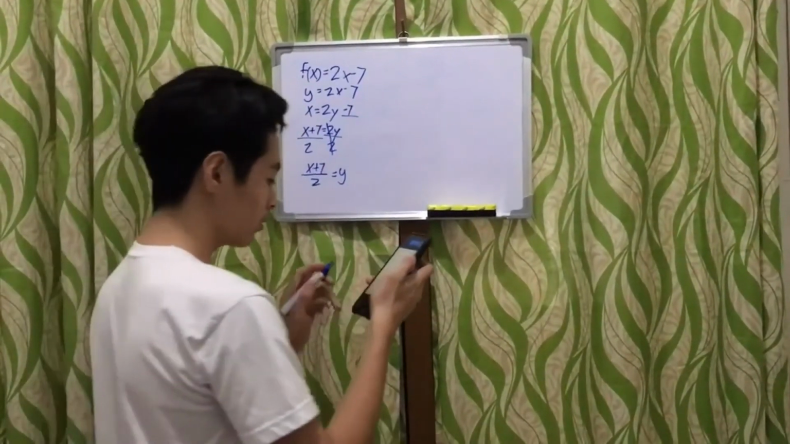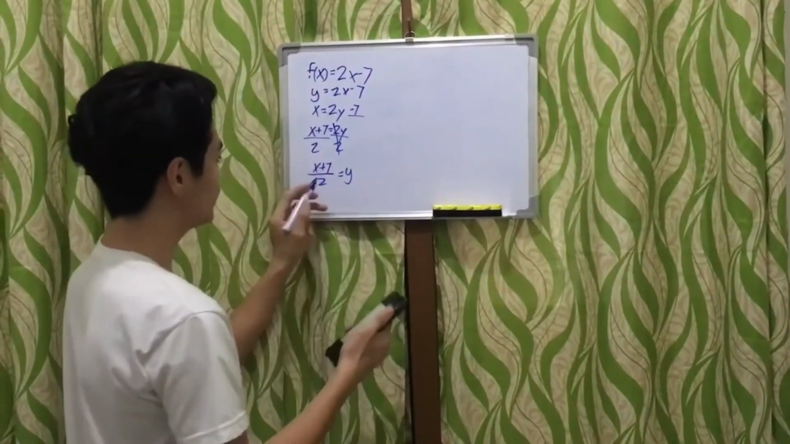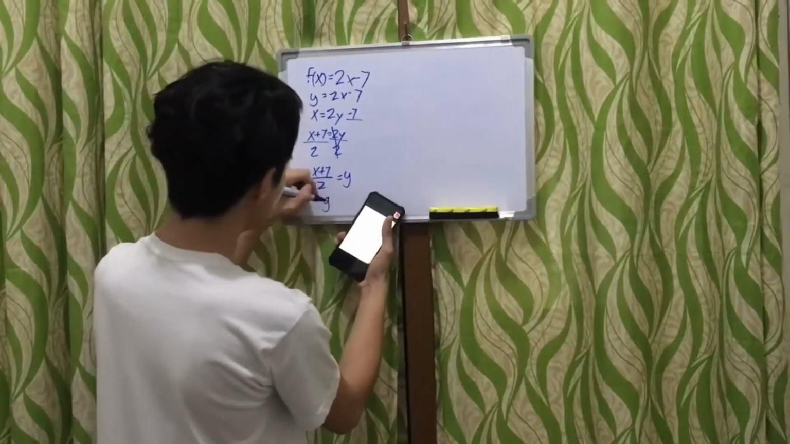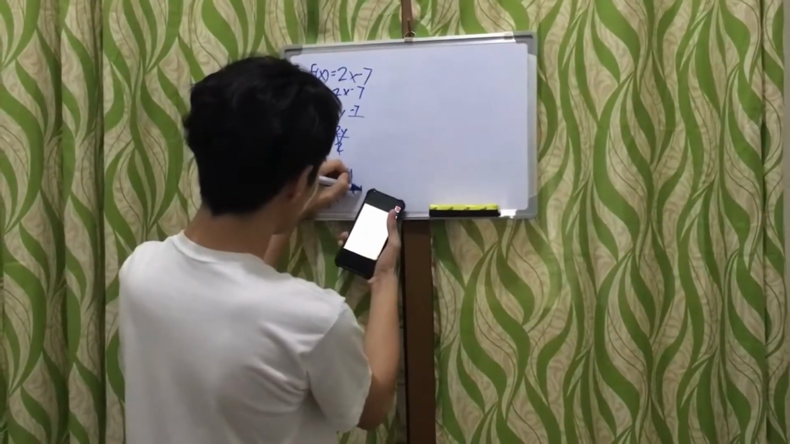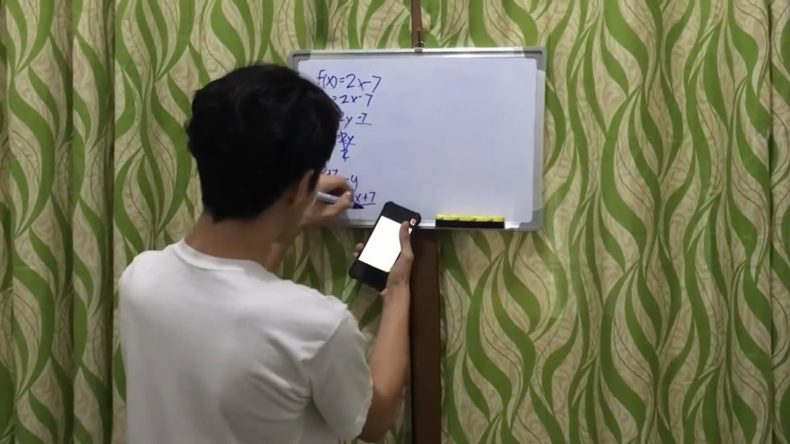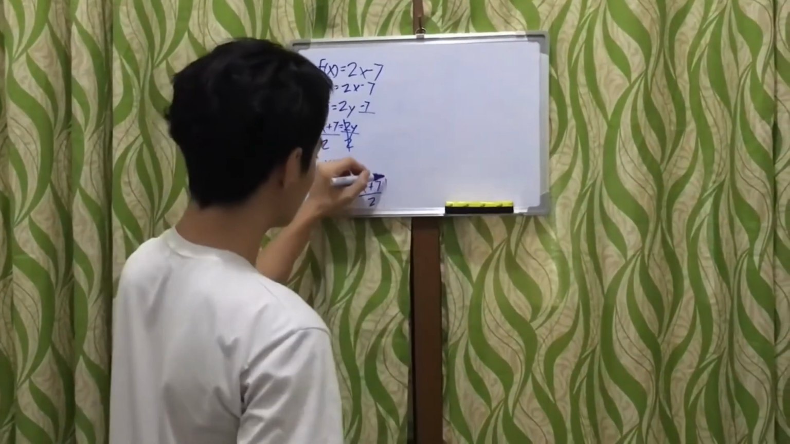Then, we will denote the inverse as g(x). g(x) equals x plus 7 over 2. And this would be the answer.